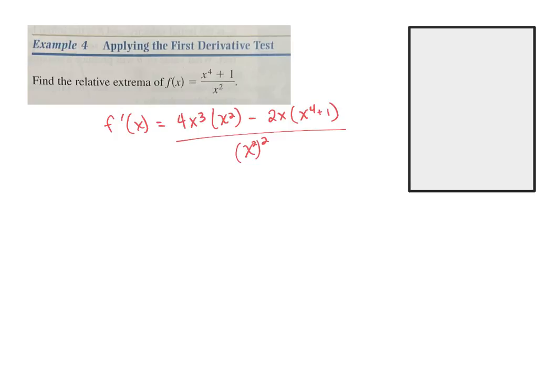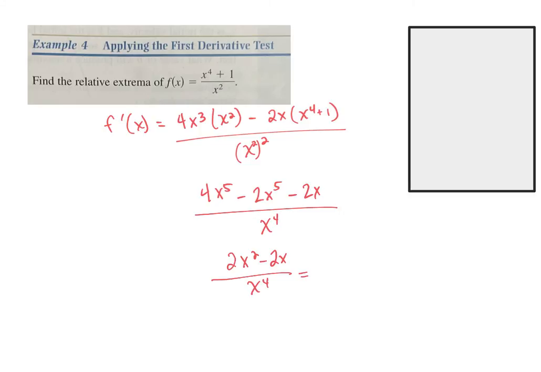Simplify it. So we have 4x to the 5th minus 2x to the 5th, so minus 2x, there we go, over x to the 4th. And then we have just 2x to the 5th minus 2x, all over x to the 4th. You can simplify it, take an x out, and then you can take a 2 out. So you have 2 times x to the 4th minus 1, over x cubed, if you reduce it.